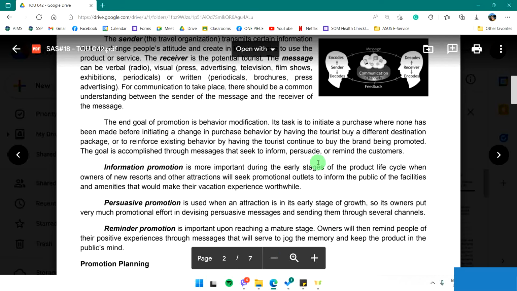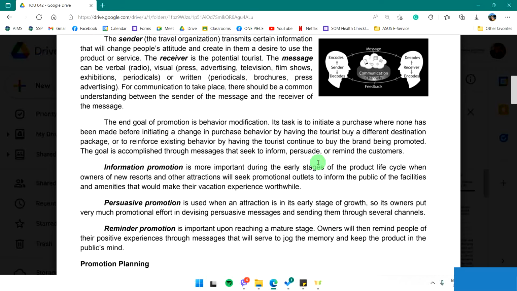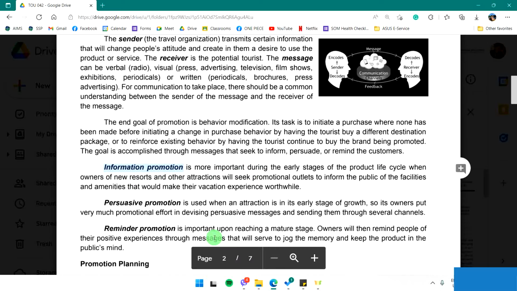Same thing here in promotion. We use different kinds of promotion in each different stage of the product life cycle. So during the introductory phase of the product life cycle, information promotion is very important. Why? 'Di ba pa nagsisimula ang isang business, we don't know anything about it. Wala tayong alam kung ano yung information na meron sila, ano ang binebenta nila, ano ang kanilang mga produkto, and so on and so forth. That is why information promotion is very important.